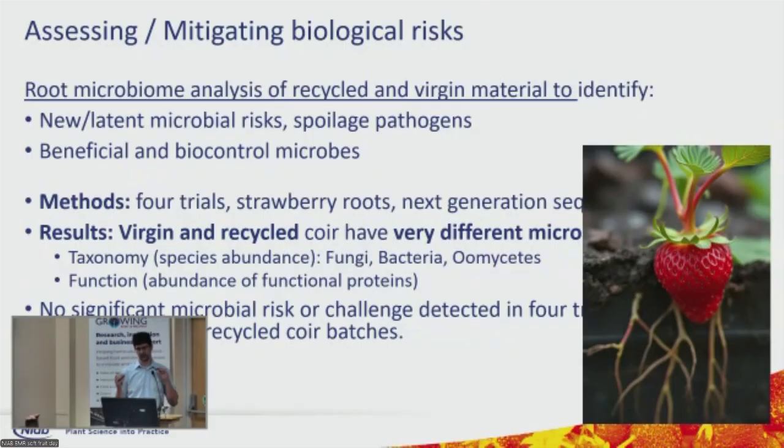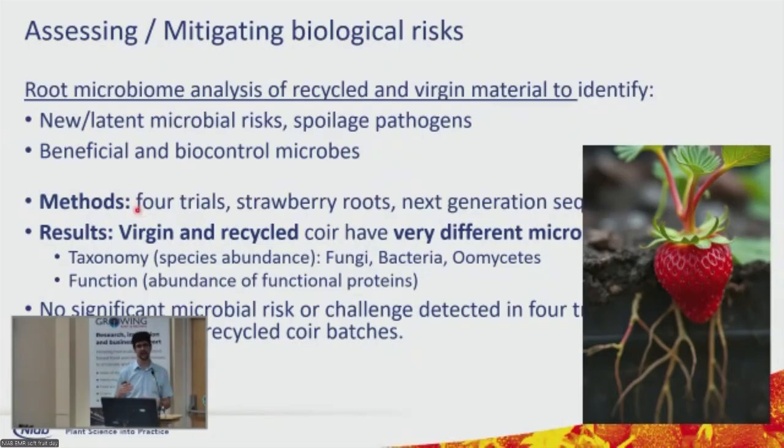And because those are just the target ones that we know could be a problem, we then conducted a whole microbiome analysis as well to check all the microbes that are in virgin and recycled coir at the beginning and at the end of commercial trials. We did that over 4 trials, and we looked at the taxonomy of fungi, bacteria, and oomycetes separately, and we found that actually there is no significant difference in the risk that these two coirs, virgin and recycled, pose.